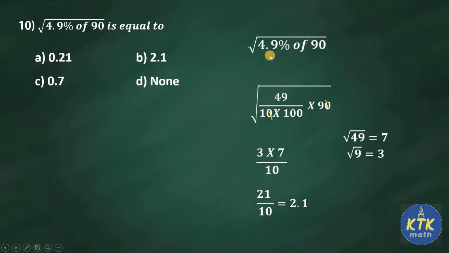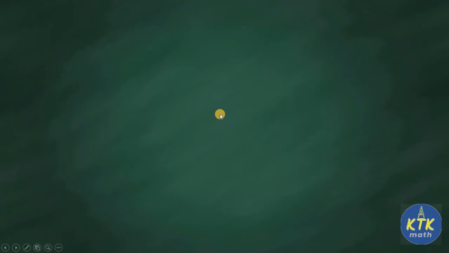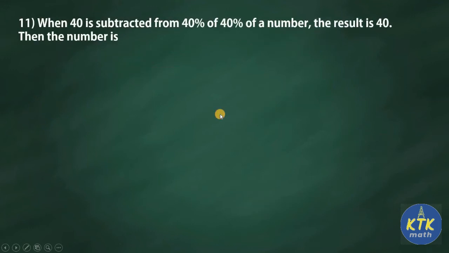So to solve this sum, first convert all the percentage into fraction form. After cancellations, write down the square root values, then convert into decimal. So answer for your 10th question is 2.1. I hope it's clear now. We'll move on to the 11th question.